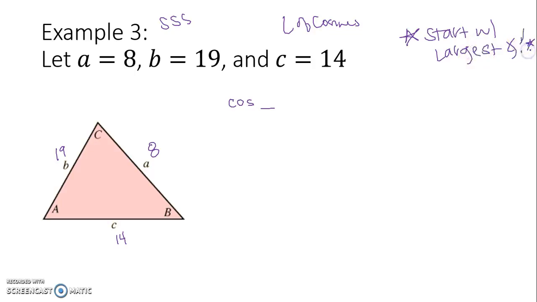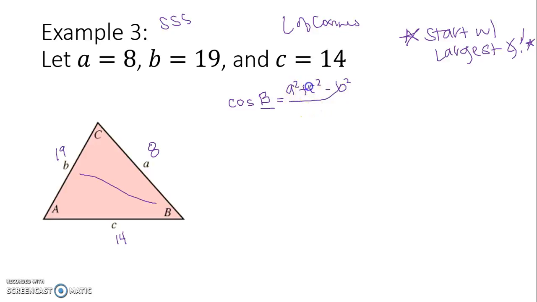If you don't, not every time, but there will be cases where that will mess up your answers. So do always start with that largest angle, which should be across from the largest side. My largest side was this 19, the B. So my largest angle is going to be B. So I'm going to have cosine of B equals A squared plus C squared minus B squared. Since I'm trying to find angle B, I'm going to have that as my minus B squared there.